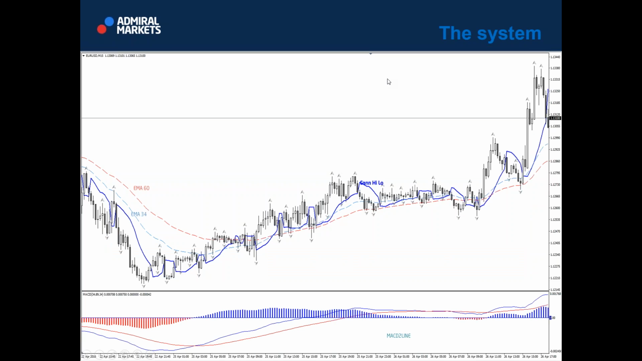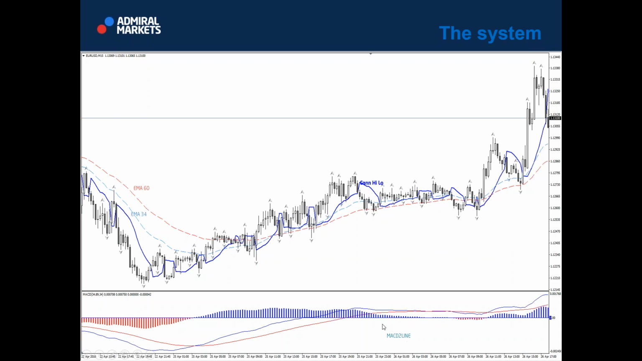So these are the indicators that we use for this system. Simply said, we have EMA 60, that is red. We also have EMA 34, that is blue. This thick blue line is actually Gann high-low set at 10 period, the default period. And we have the MACD 2-line indicator with 34, 89, 34 settings.